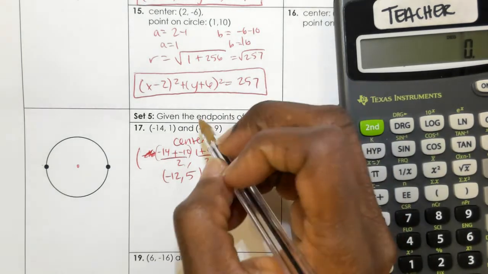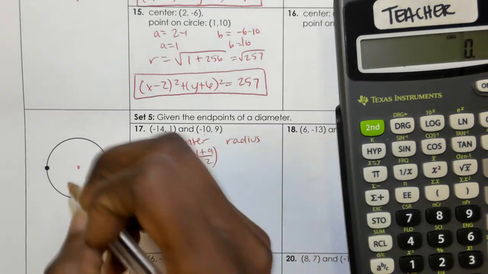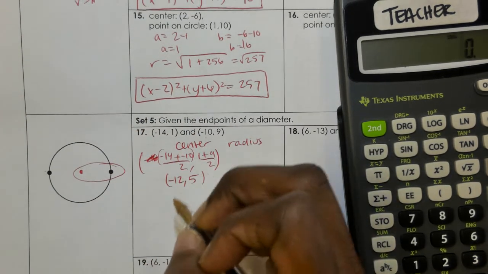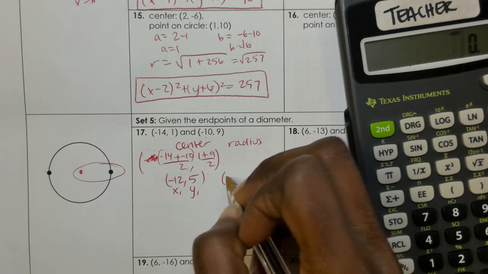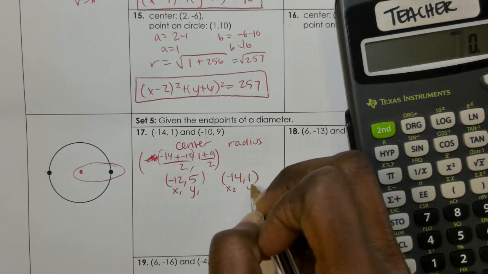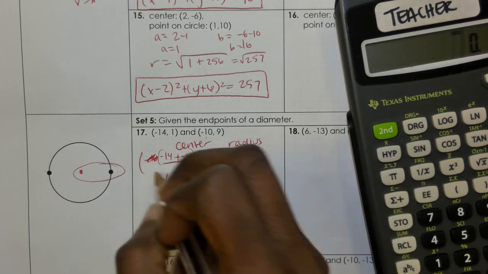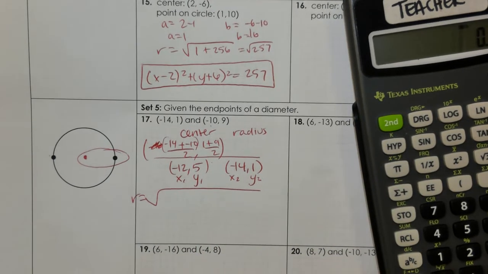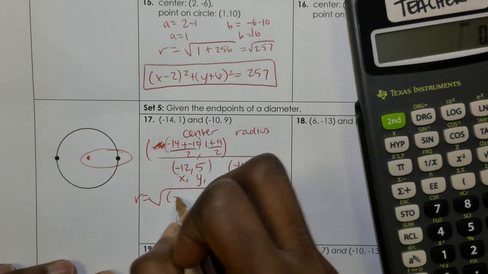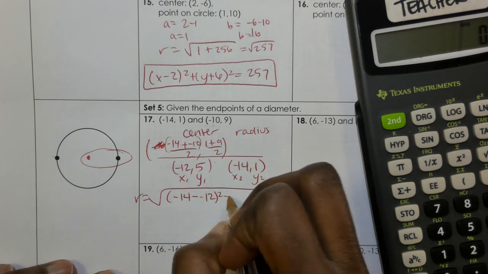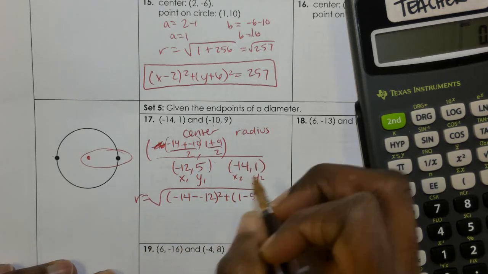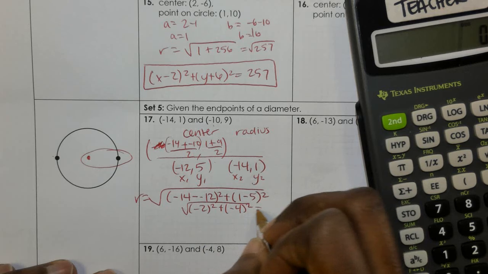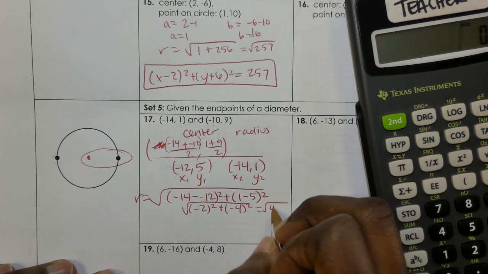And then for the radius, we can pick either one of these points because we know the center now. We just need one point and the center, and we can use the distance formula. So I'll just pick negative 14, 1, and I need to find the radius using these. Okay, so you can pause it and plug those numbers in. Negative 14 minus negative 12 squared and 1 minus 5 squared. So this will be negative 2 squared and negative 4 squared, which equals 4 plus 36, or 40.